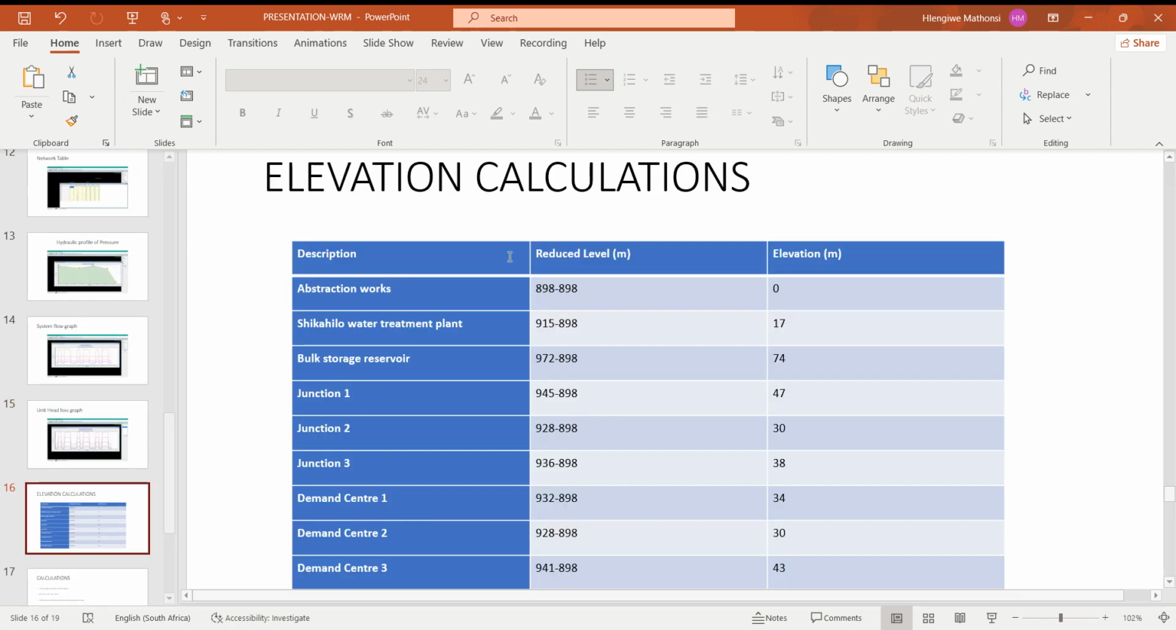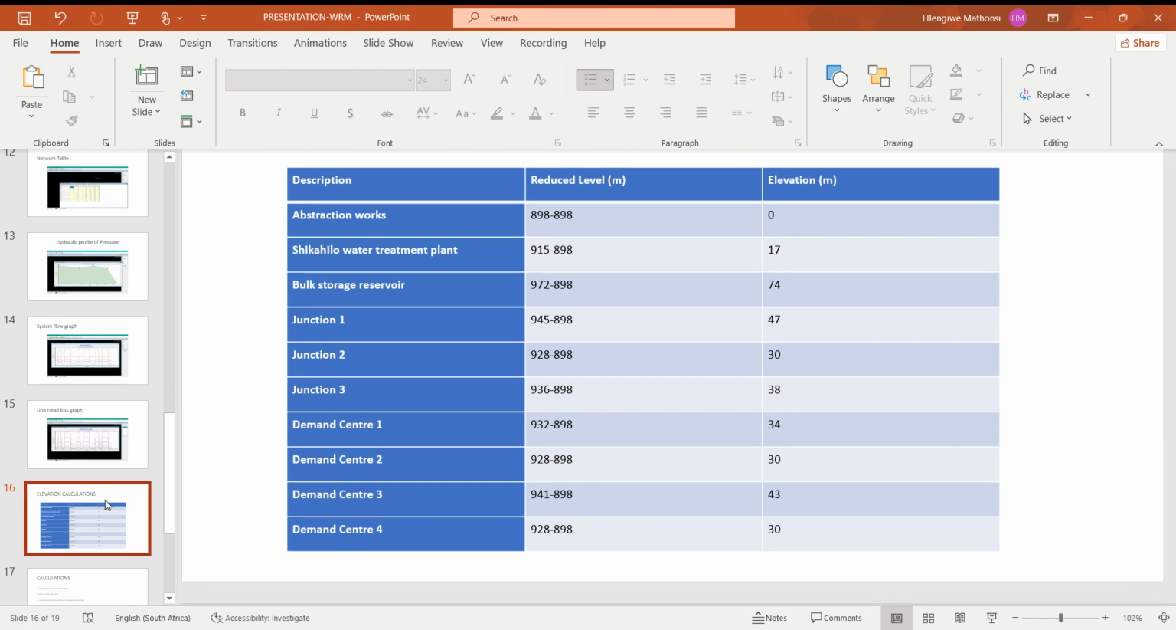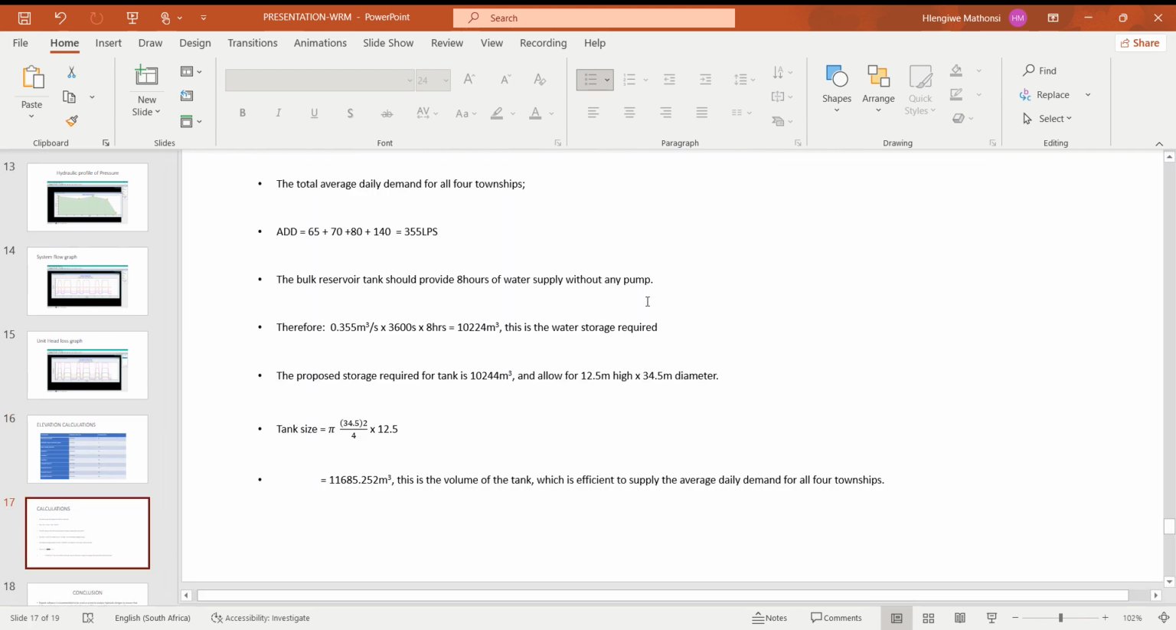And then I went ahead and did the calculations. Since we're given that the abstraction works will be considered as zero elevation, it will be considered as our ground level for this whole distribution network. So we subtracted the reduced levels for all other coordinates from the 8984 of the abstraction works, and we get the elevation for each component as follows. And then I did calculations.